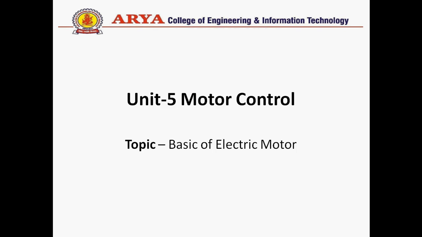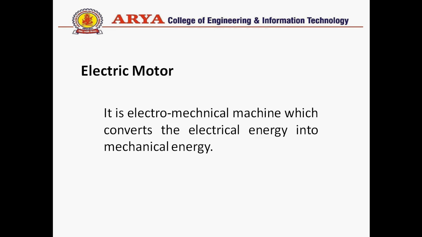Today, we are going to start unit number 5 of power electronics, that is motor control. First of all, let us discuss unit number 5, in which we study how to control the speed of a motor. So, today's topic is the basics of electric motors. First of all, what is an electric motor? An electric motor is basically an electromagnetic machine which converts electrical energy into mechanical energy.